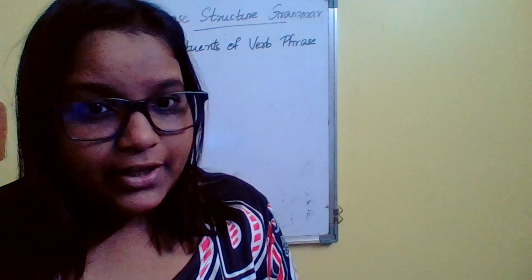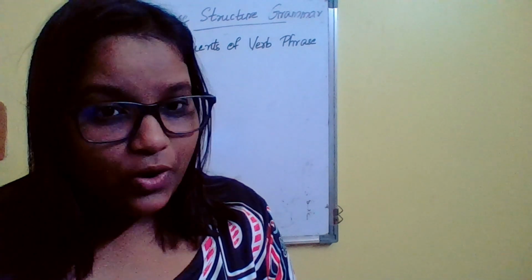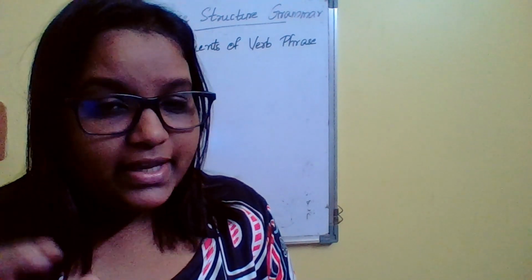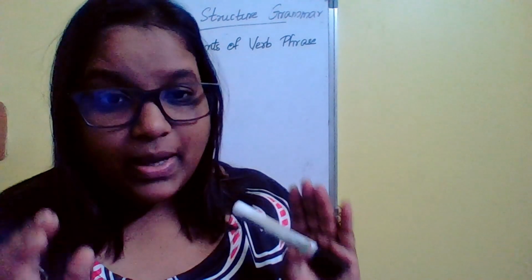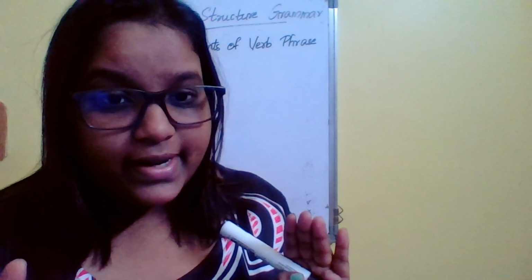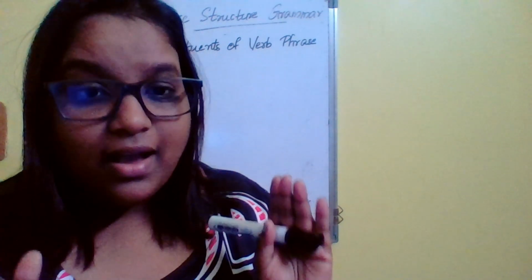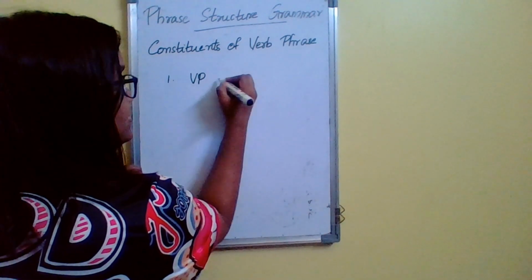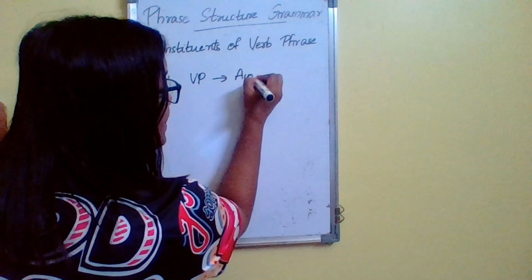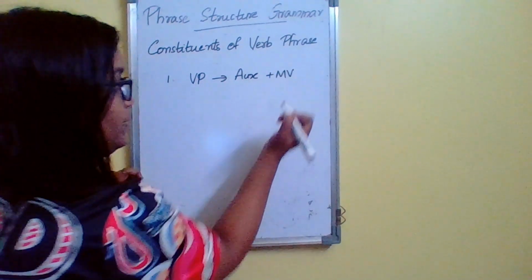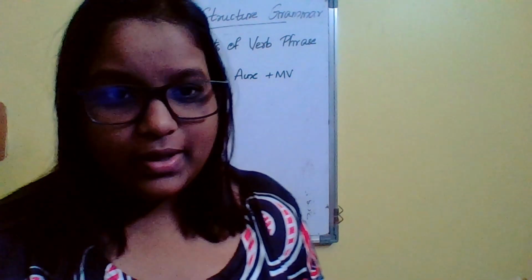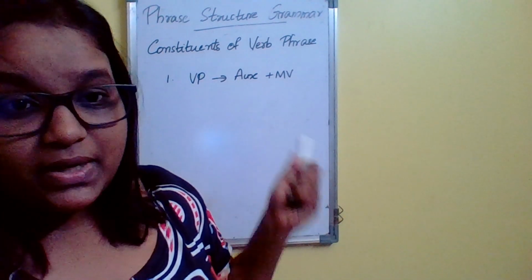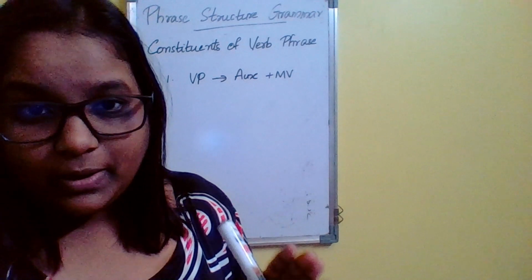So in the first video of phrase structure grammar, I taught you some PS rules or phrase structure rules. And in that particular section, I told you that verb phrase is equal to auxiliary plus main verb. So that is our cardinal rule. Okay, so let's write it down. Verb phrase is auxiliary plus main verb. Main verb or just verb. You can just write auxiliary plus verb. So this is our first possibility of what can constitute a verb phrase.